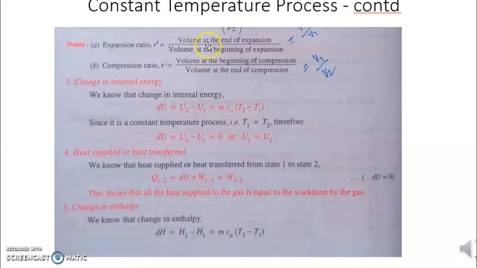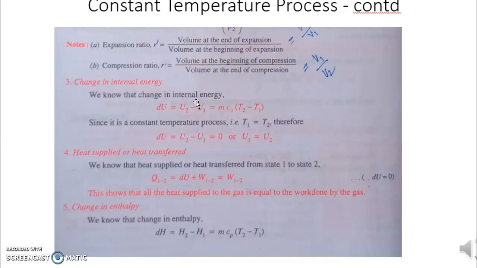Expansion ratio is equal to the volume at the end of expansion by the volume at the beginning of expansion. It is V2 by V1. Compression ratio is the volume at the beginning of compression divided by the volume at the end of compression. It is V1 by V2. So always, for expansion ratio or compression ratio, the numerator will be maximum and the denominator will be minimum.